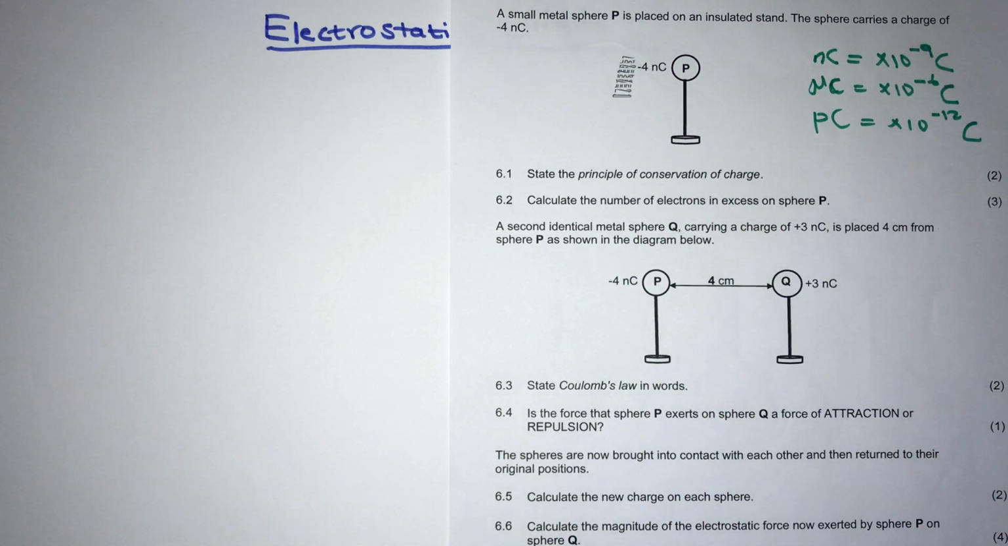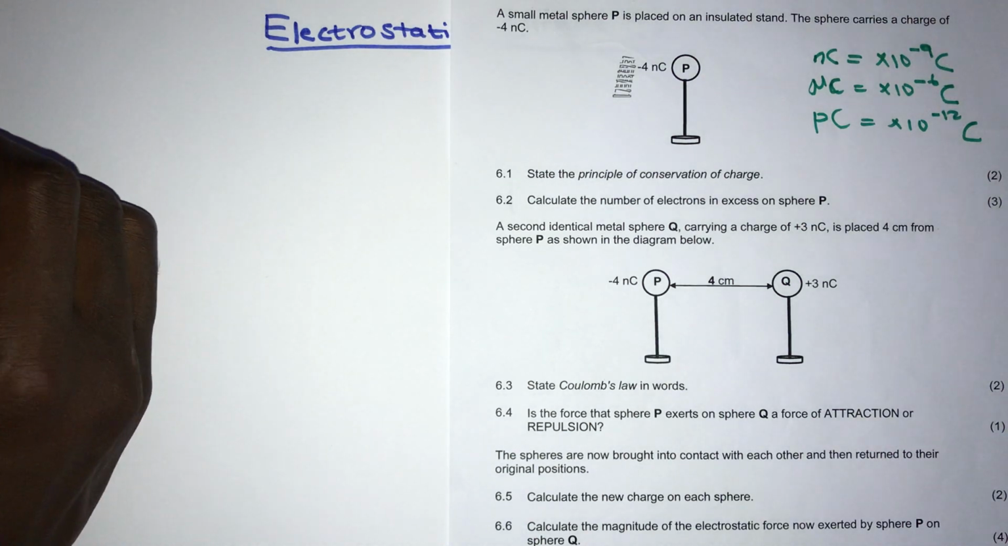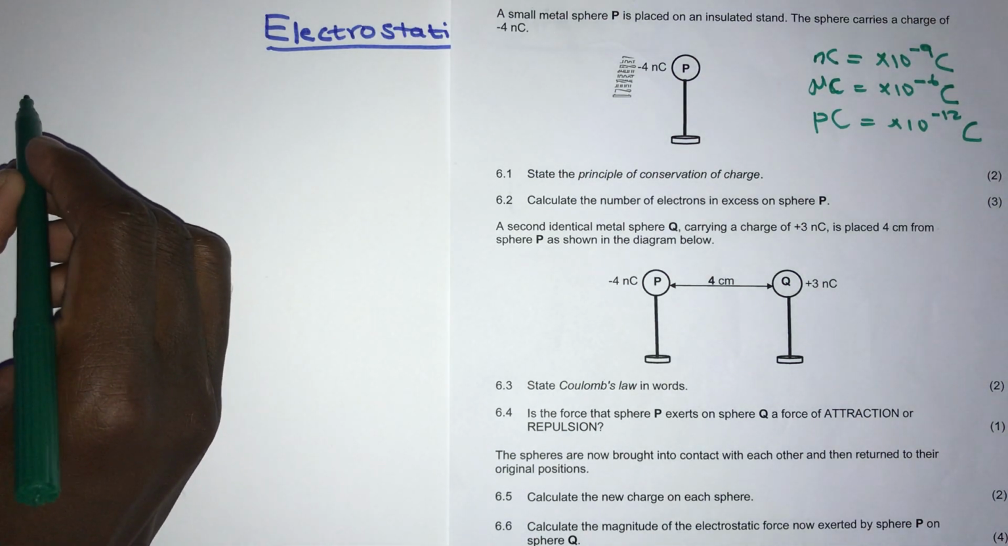So the principle of conservation of charge, we did this one in grade 10, right? So it states that the net charge of an isolated system remains constant during any physical process. So we can answer that one. 6.1.